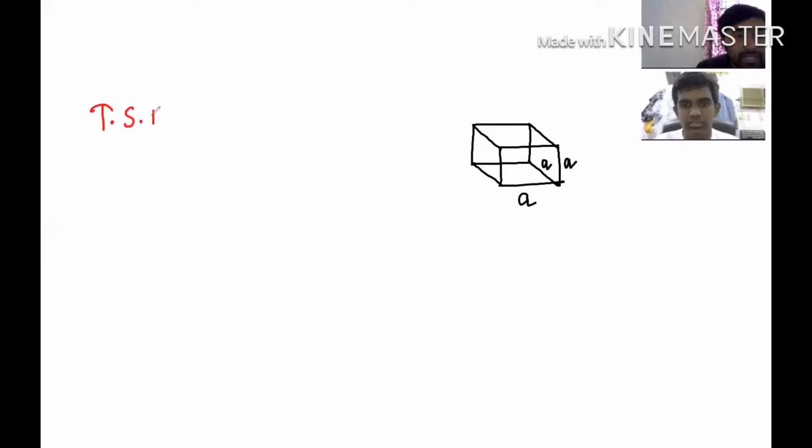Total surface area. How many sides do we have? Six sides. So one side area will be how much? A square. Why am I saying A square? See, if I take this one side, this area will be A times A. That is A square. In this way, we have all six sides. So total surface area is 6A square.